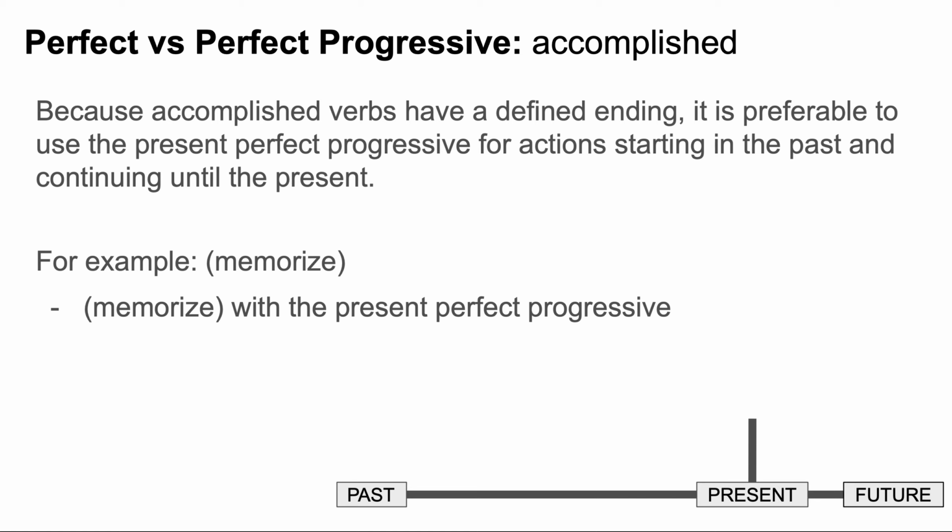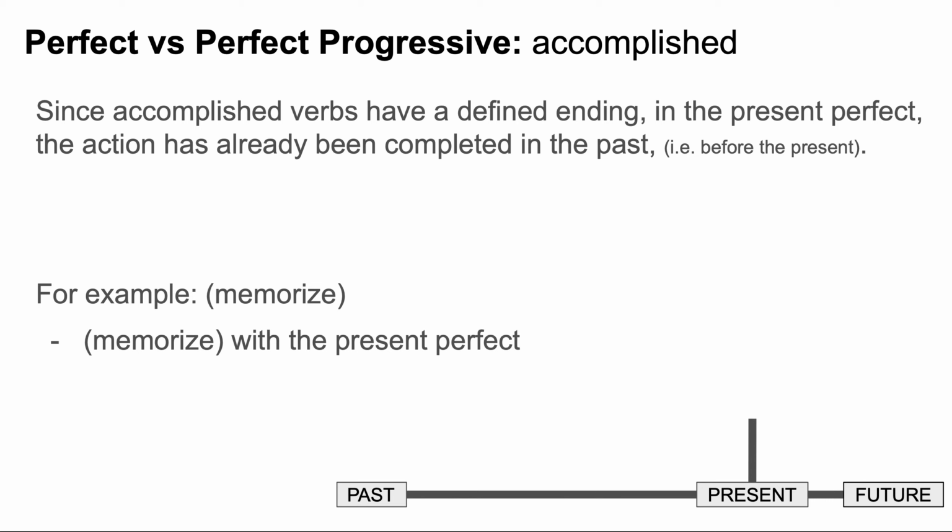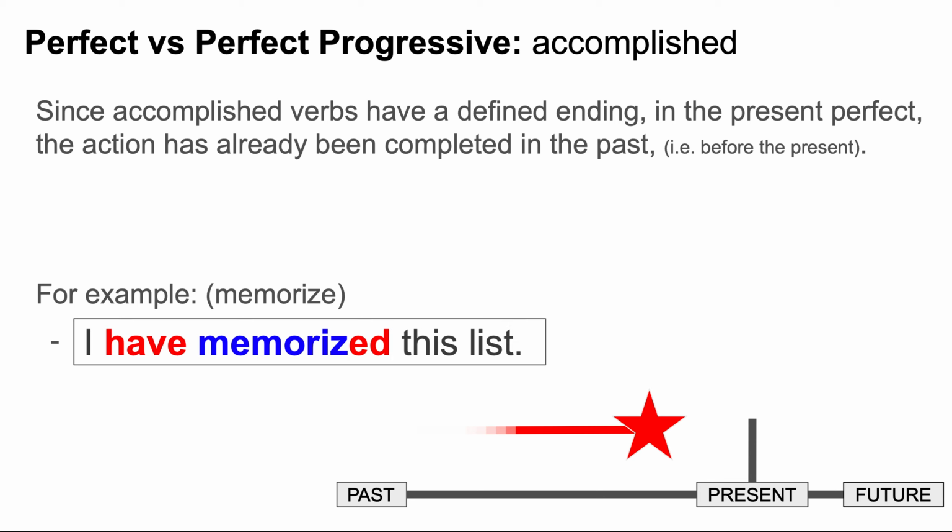Because accomplished verbs have a defined ending, it is preferable to use the present perfect progressive for actions starting in the past, such as 2 p.m., and continuing until the present. For example, memorize in the present perfect progressive. I have been memorizing this list since 2 p.m. However, since accomplished verbs have a defined ending, in the present perfect, the action has already been completed in the past. For example, memorize with the present perfect. I have memorized this list, and I'm done memorizing.